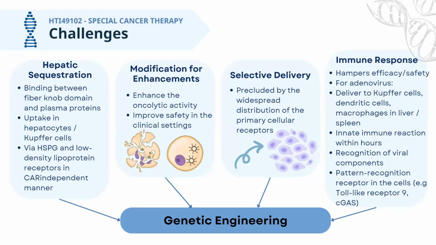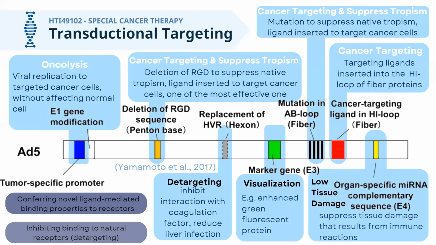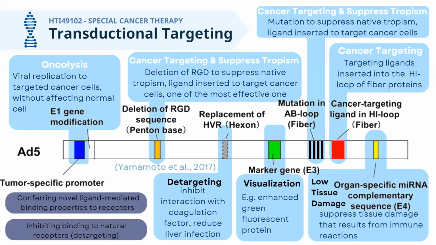The solution to all of this is genetic engineering. I know this graph may seem very complicated, but it's just a demonstration and an easy example to demonstrate the transductional targeting by using a lot of genetic modification techniques. This is actually why the oncolytic virus therapy is regarded as gene therapy, because we do a lot of genetic modification trying to tackle the challenges we proposed and demonstrated in the last slide.